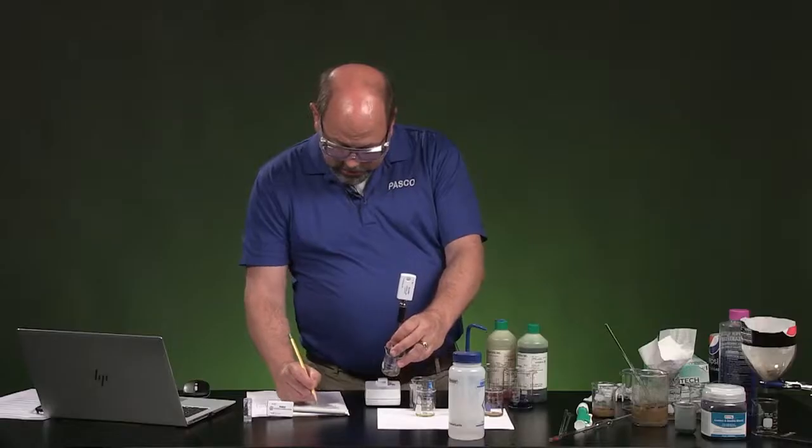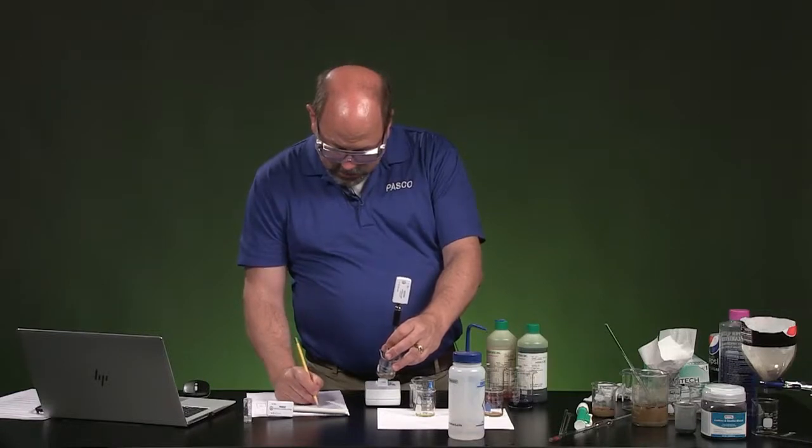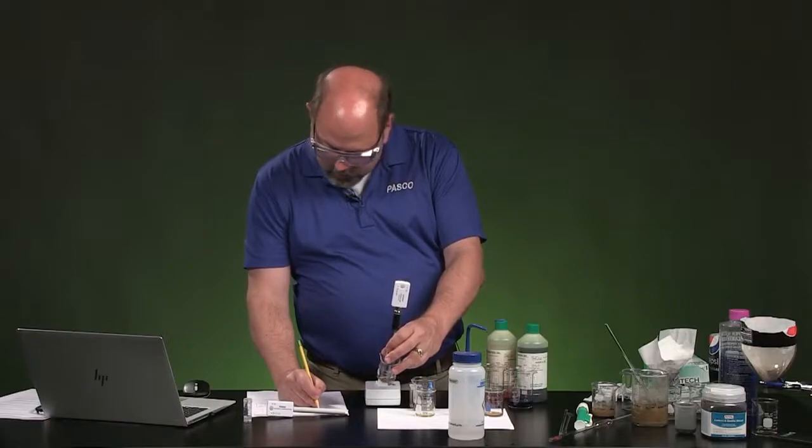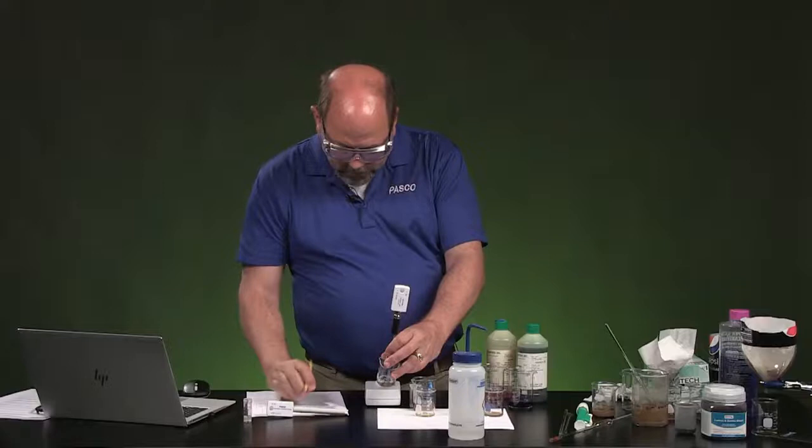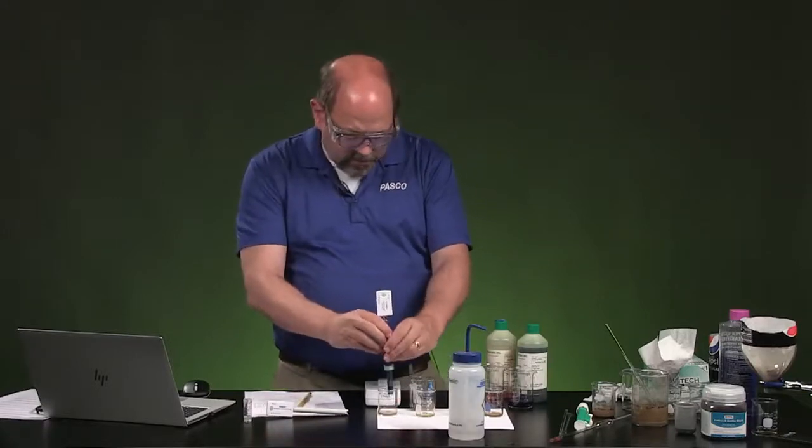So if it's just allowed to settle through sedimentation, oh, we just ran it through the filter. That's this first one, 6.72. Okay, it's changing a little bit, but that's okay. I'll rinse that off.